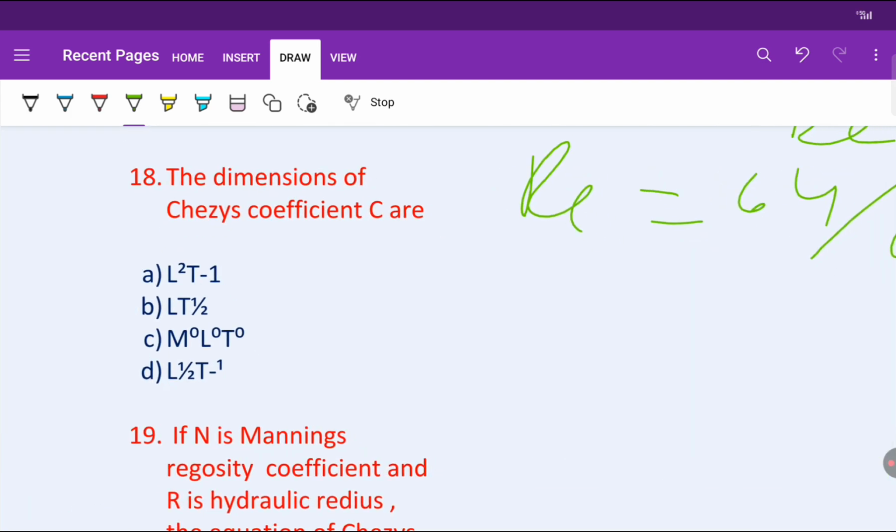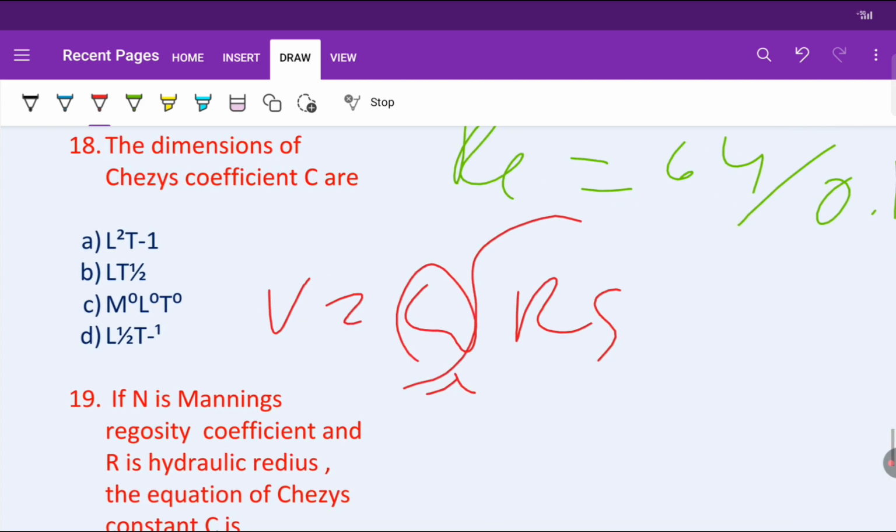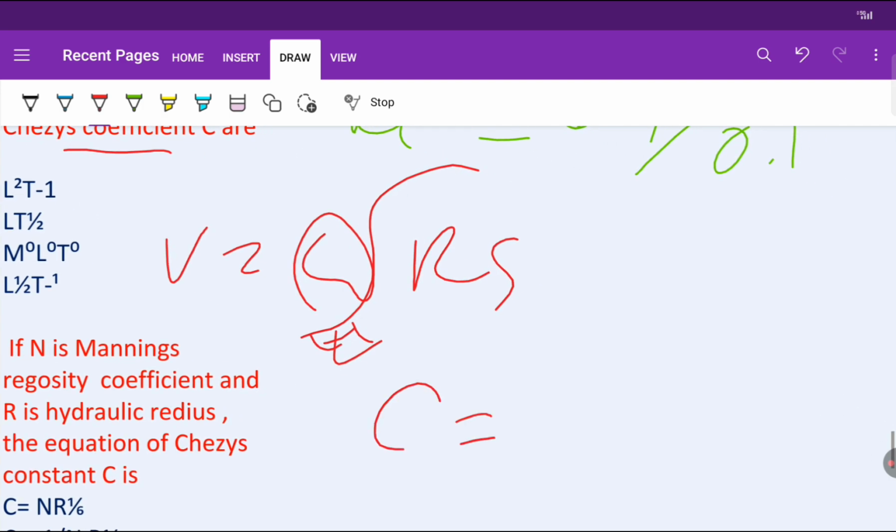Next, the dimension of Chezy's coefficient. So there is a formula for Chezy's velocity, V is equal to C under root of RS, right? So here the C is called Chezy's coefficient. So we need to find the dimension for Chezy's constant. So there is a formula for C, that is under root of 8g upon f, right?